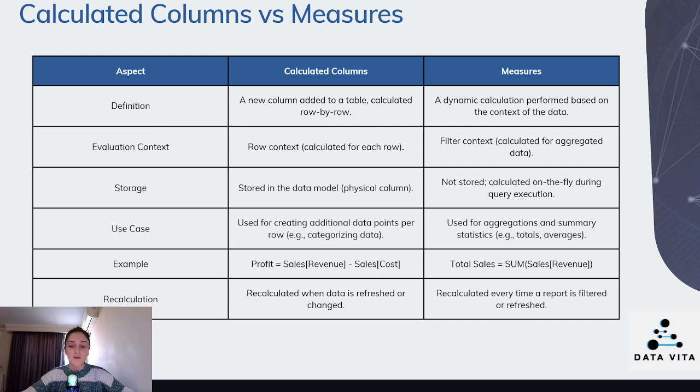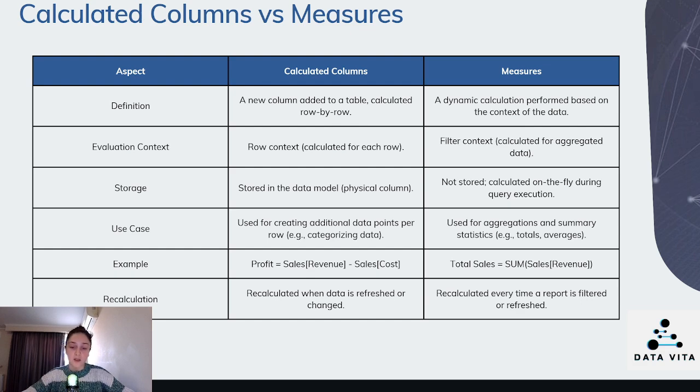One key difference between calculated columns and measures is how they are stored. Calculated columns are physically stored in the data model as part of the tables. When you create a calculated column, its values persist in the model and occupy space in your table itself. This makes calculated columns suitable for situations where you need to create new data points for every row in your datasets.